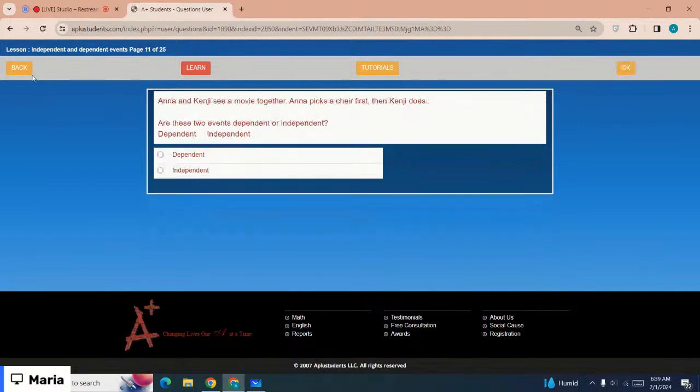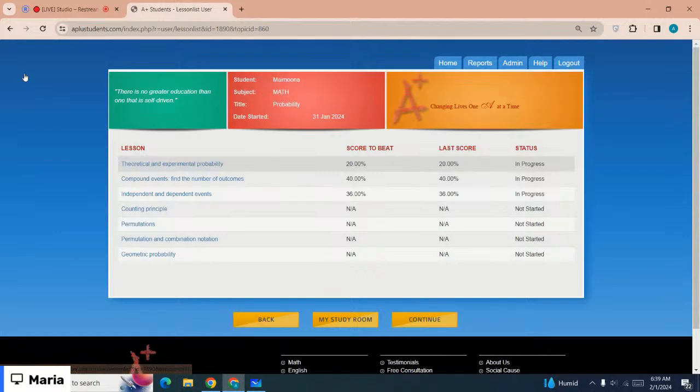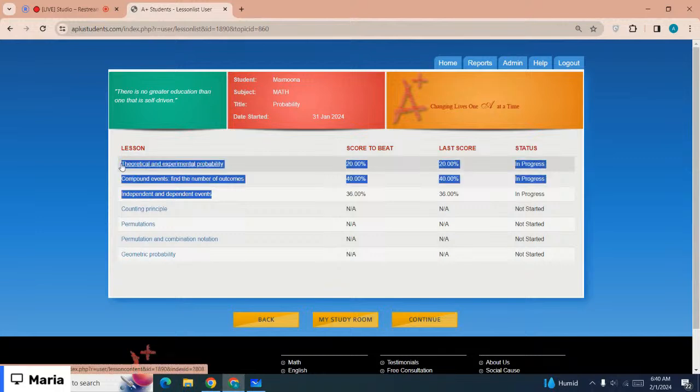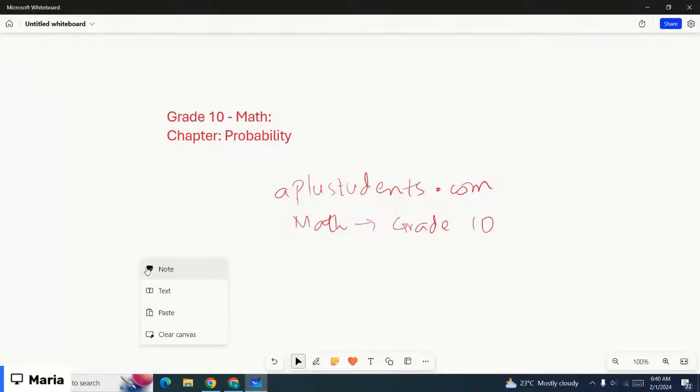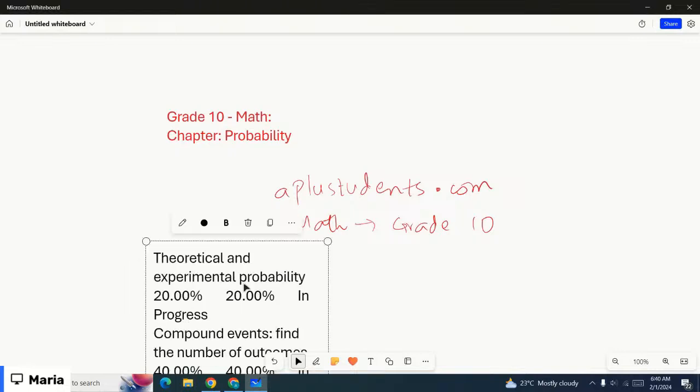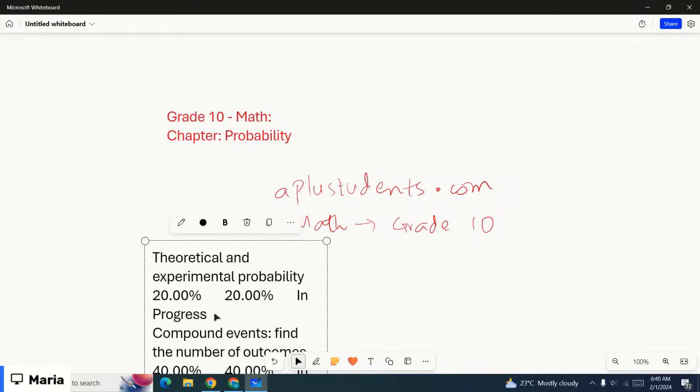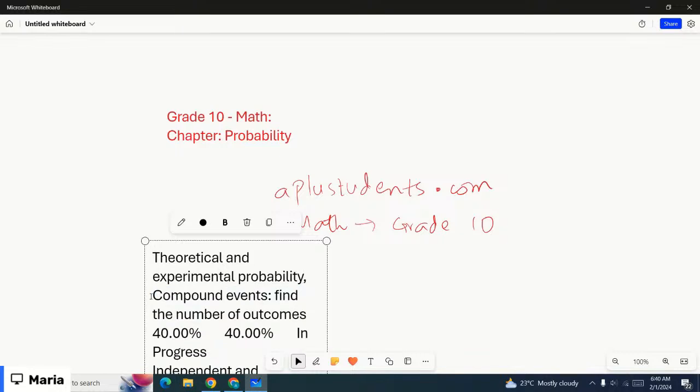Okay, you can complete the lesson by yourself later today. So we were working on grade 10 math. The chapter we're working on is probability, and the lessons we have covered today are theoretical and experimental probability, compound events, find the number of outcomes, and independent and dependent events, right? So please make sure before the next session you complete all the practice questions for the lessons we did today. That is your homework until the next session, right?